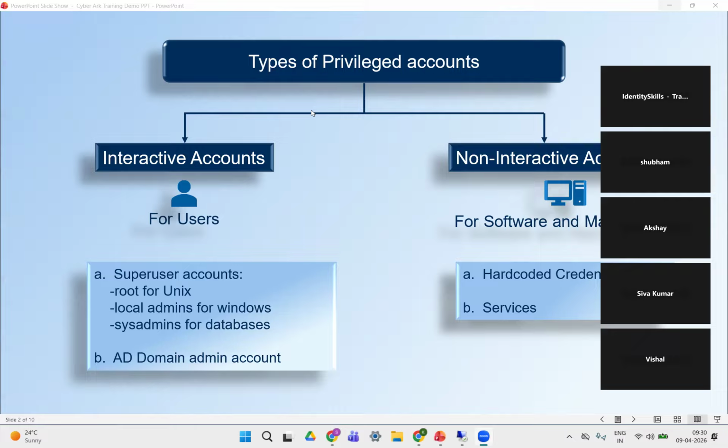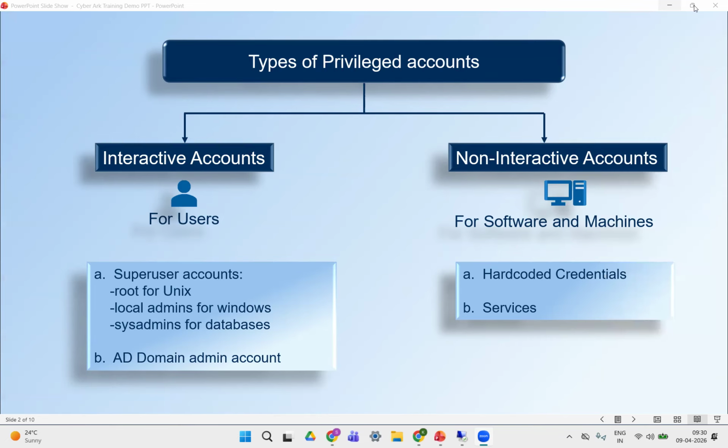For privileged accounts, we have two types of them. The first one is interactive accounts. Interactive as in the account that is used by the users. Users are interacting with them. And the second one is non-interactive accounts. It is the account that is not used by the users. Non-interactive accounts are used in the backend by applications, by machine software, but not used by the users. Both of them can be privileged, both of them can have additional rights on that system, but one is used by a user, another one is not.